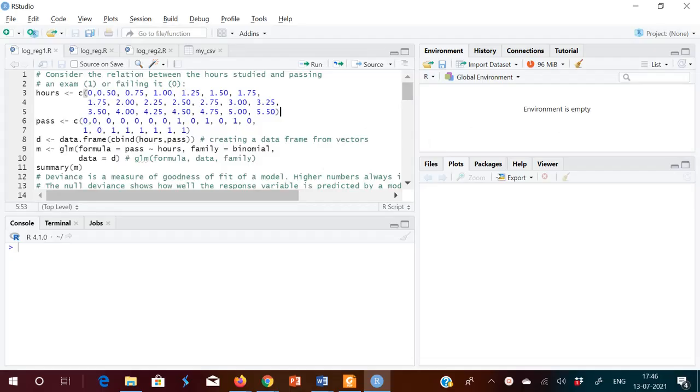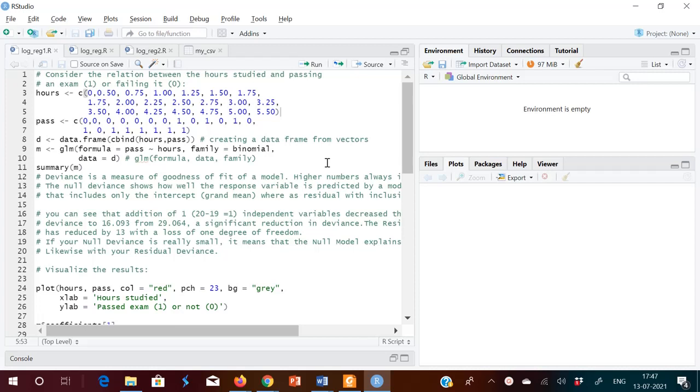Today I'll be taking one example in logistic regression, the same one which I had taken yesterday but in more detail, and I will also show you the implementation using the function. Okay, so this is the program.